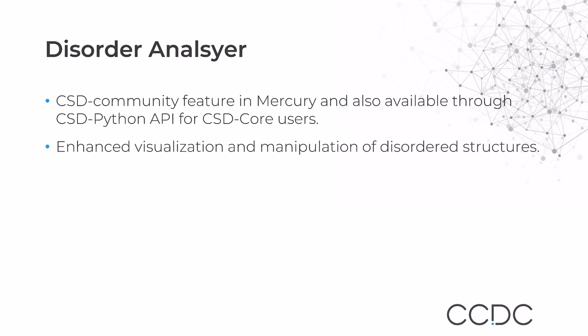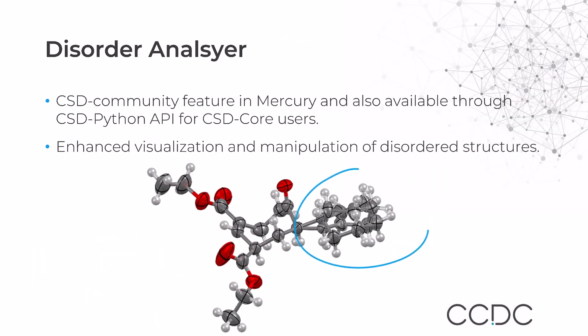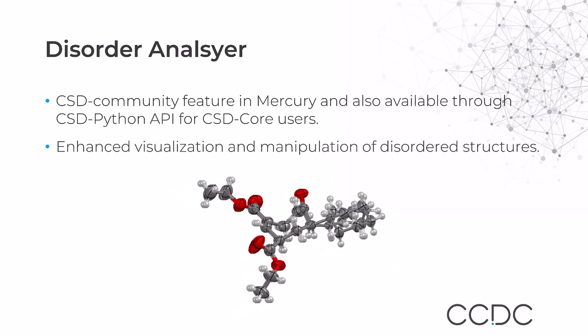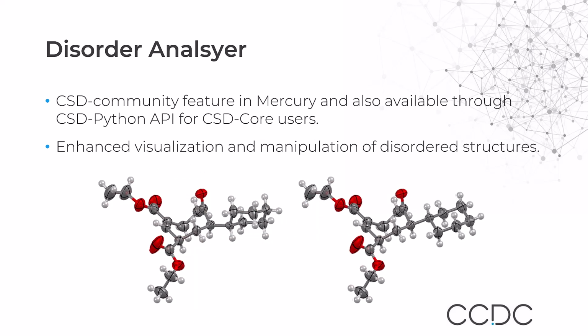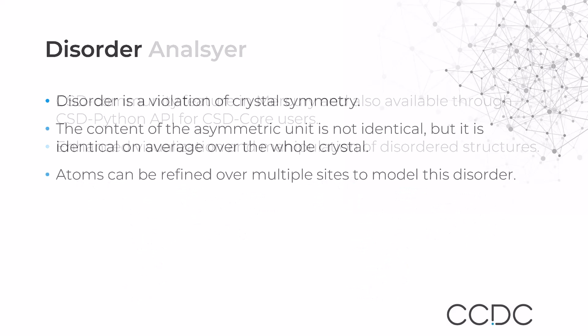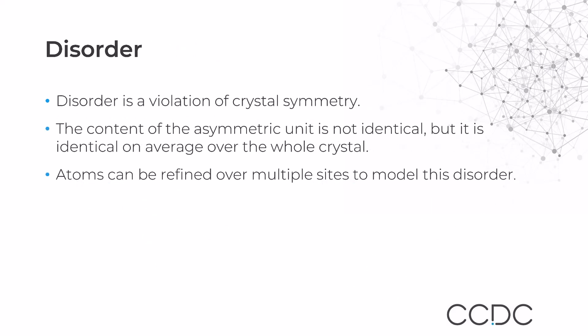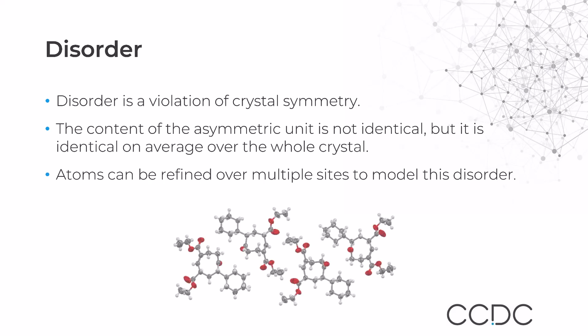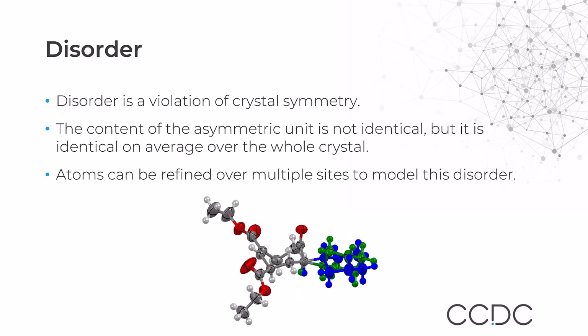This tutorial features the Disorder Analyser tool, which is available in the 2023.2 release of CSD software and subsequent releases. Disorder is a very common feature in crystal structures and is challenging both to visualize and to handle in analysis. The Disorder Analyser provides comprehensive control over the display of disorder assemblies and groups in a disordered crystal structure and is compatible with many other functionalities in Mercury. In this video, we will cover using the Disorder Analyser to visualize disordered structures.